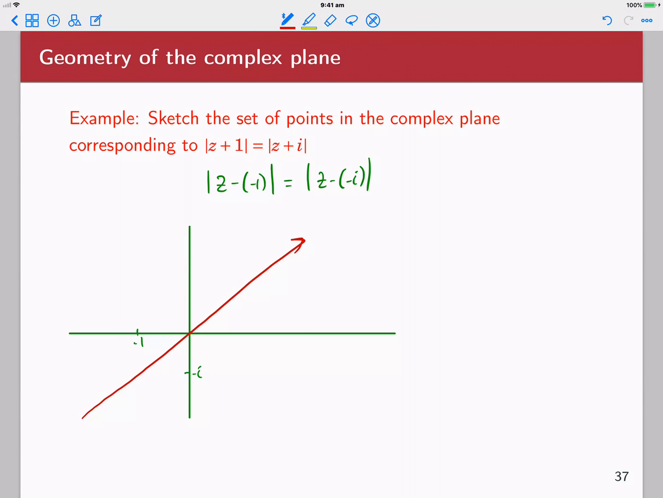Right? Because if you think about any point on this line, it's going to be the same distance apart from minus 1 and minus i, and that's all I want. So that would be the answer in this case.